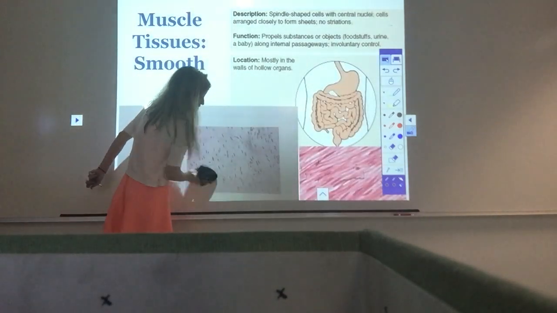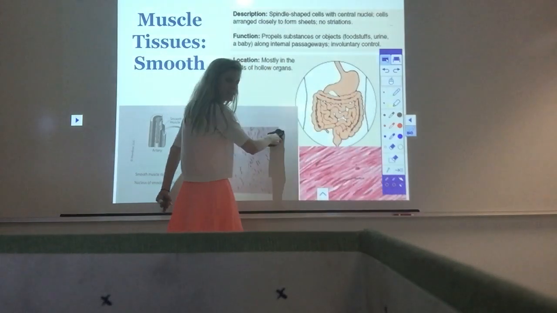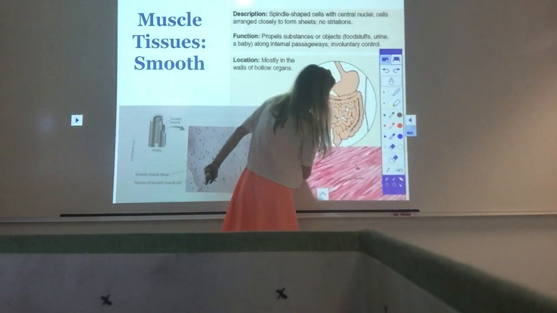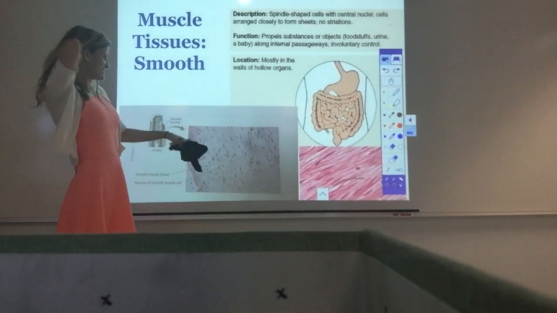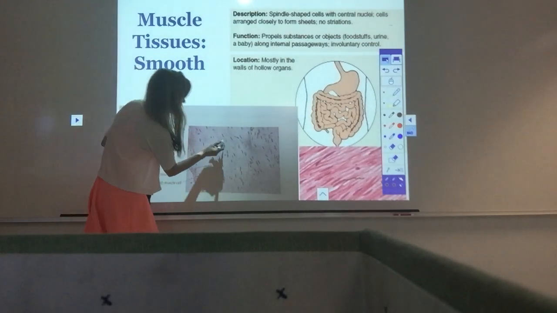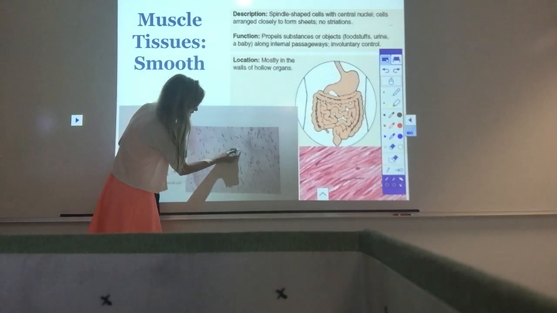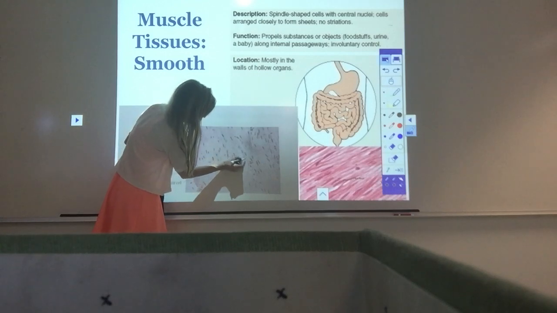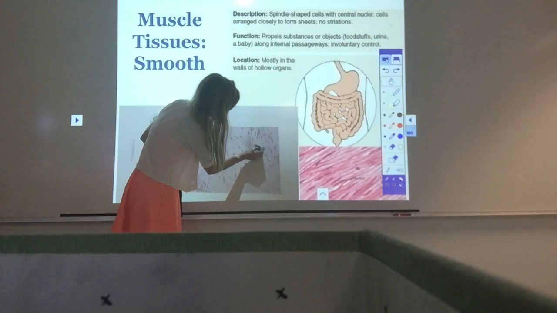This is smooth muscle. Smooth muscle is found lining your GI tract, lining your blood vessels, lining parts of your respiratory tract. This is kind of a hard one to identify, but you have these spindle-shaped cells with a central nucleus. It's smooth, so it's not striated. But these long spindly cells with the central nucleus.